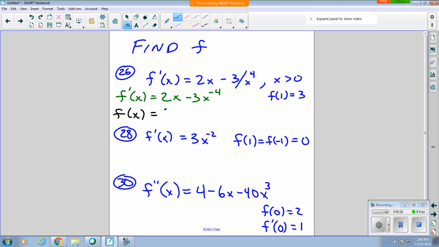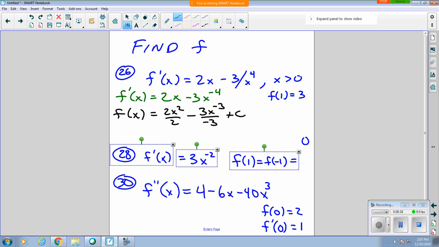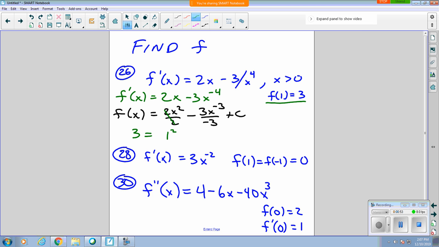And you get 2x squared over 2 minus 3x to the negative 3, because you add 1 over negative 3, plus c. All right, so we got this plus c. And now we have this beautiful condition. If x is 1, the result is 3. So I'm going to do this 2 steps at a time. The 2's cancel. I get 1 squared minus, the 3's cancel, 1 to the negative 3 plus c. Guys, 1 squared minus 1 to the third, a negative exponent with 1 doesn't matter. You get the constant is 3.